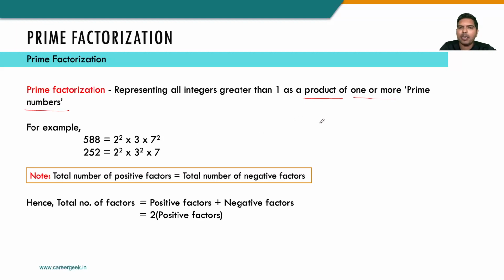So a basic example, let's say I have to prime factorize 12. 12 we know is 2 into 6, and 6 is 2 into 3, right? So 6 is 2 into 3, and 2 into 2 into 3 becomes 2 square multiplied by 3. So how I can prime factorize 12 is 2 square into 3 power 1. Okay, so representing any number as the product of prime numbers. So these are two examples, 588.